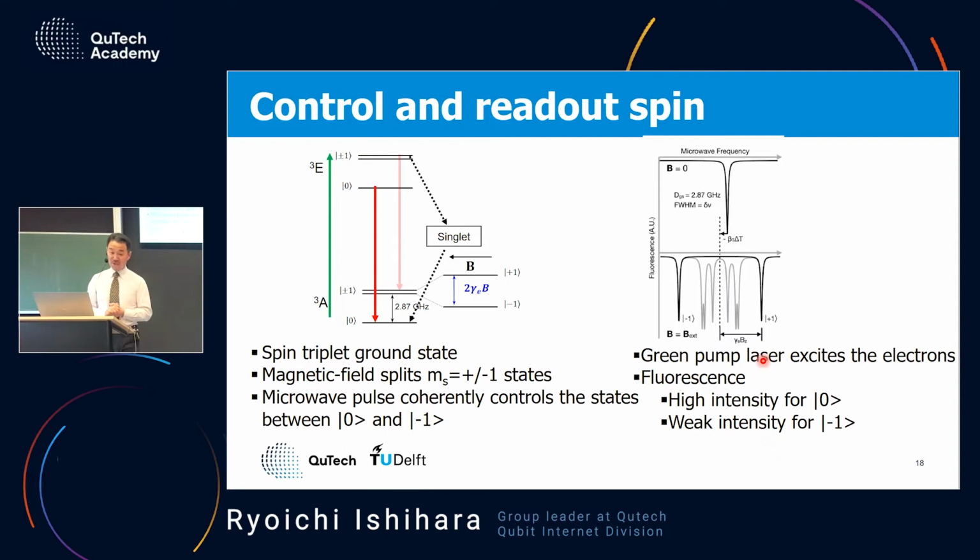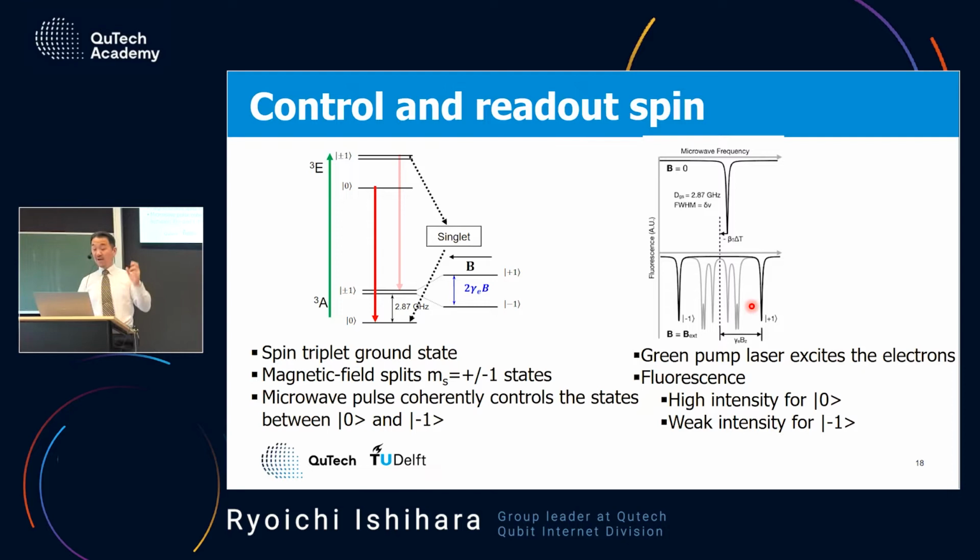The qubit state can be measured through optical measurement. First of all, the electron spin is a triplet in the ground state, so we have zero and plus/minus one. Furthermore, a magnetic field splits the plus and minus one states. Then a microwave pulse can control coherently between zero and minus one. Then, again, we irradiate a green laser to excite the electron, and the zero phonon line emits strong fluorescent light. The intensity is high for zero and very weak for minus one. In this way, you can distinguish between state zero and minus one. And by changing the magnetic field, you can shift peaks to different frequencies, so this way you can address different qubits.